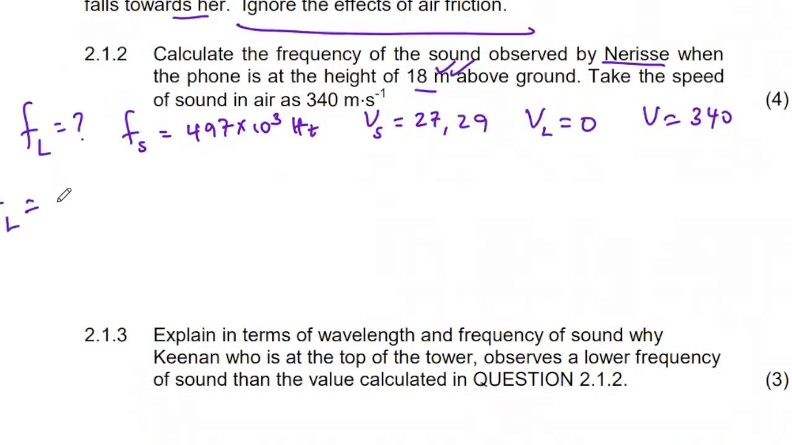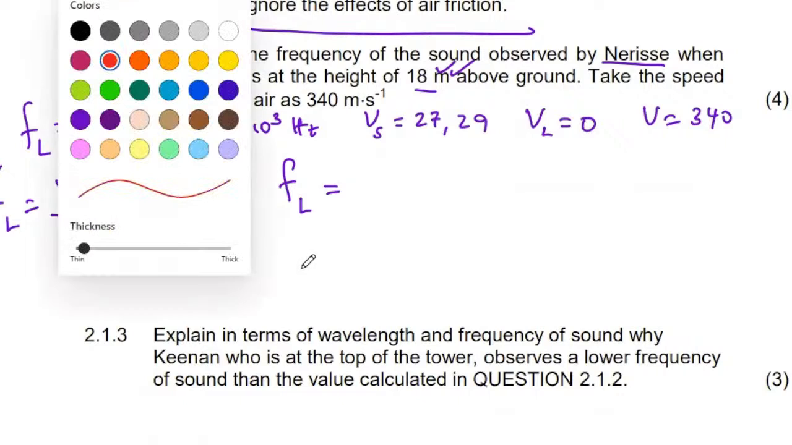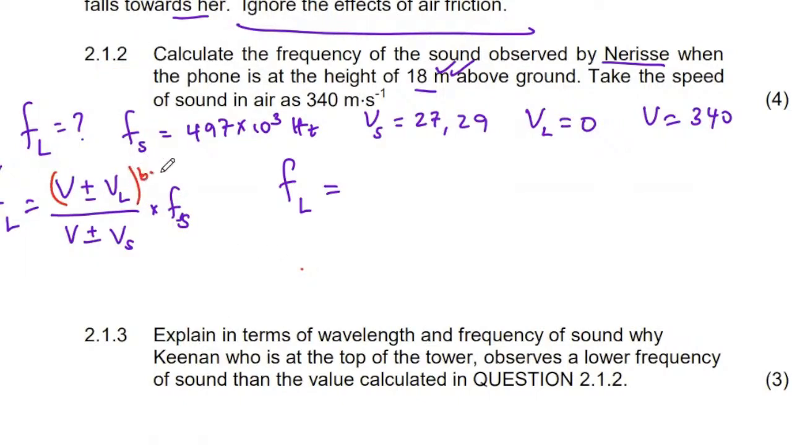We need to get our formula: V plus or minus VL over V plus or minus VS, times the frequency of the source. Since we're looking for that, it's very ideal. So that is FL. Let's do the substitution. Since the phone is getting to the lady, the frequency is going to increase. And when the frequency increases, the top part is going to be big, and the bottom part is going to be a little lower. So that's going to be V plus, and then down we shall have V minus.